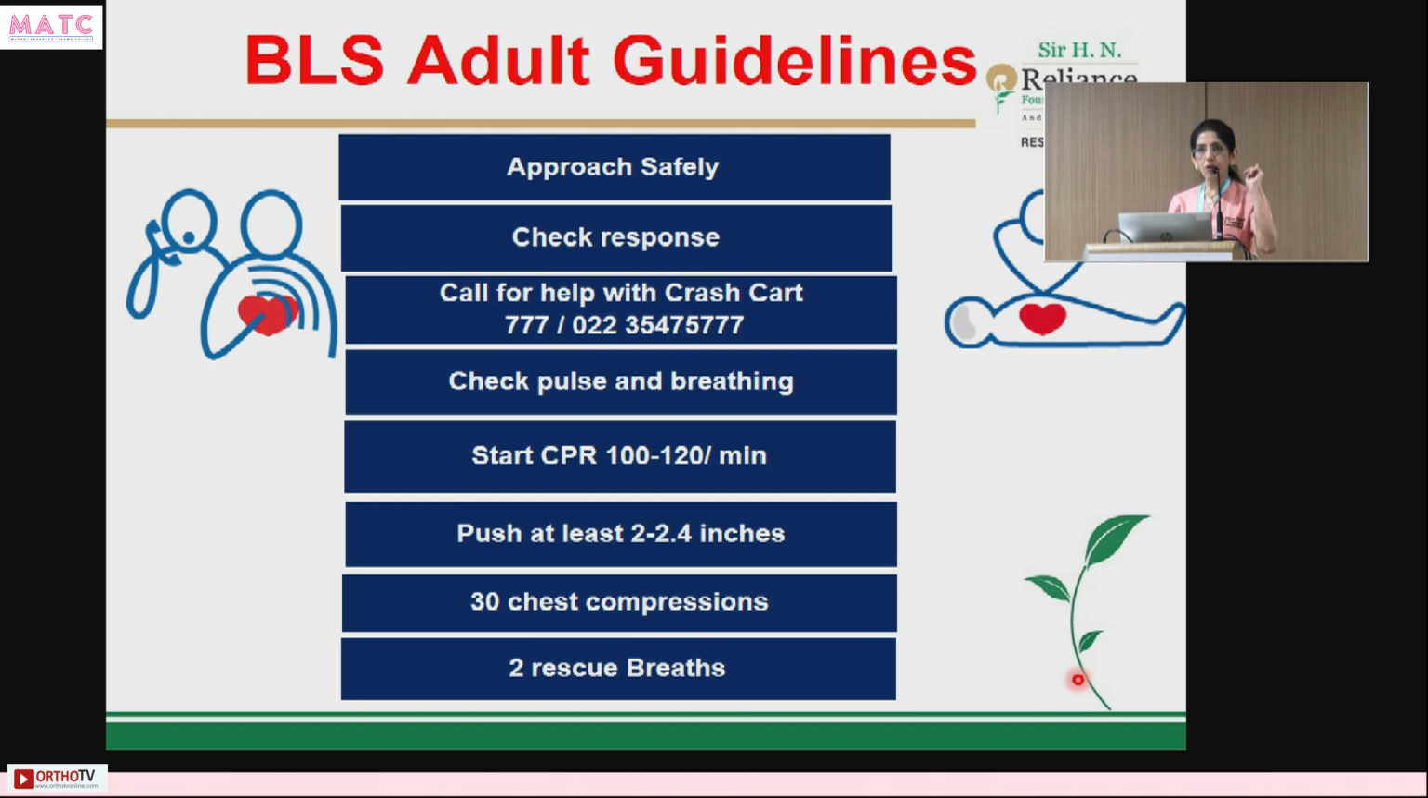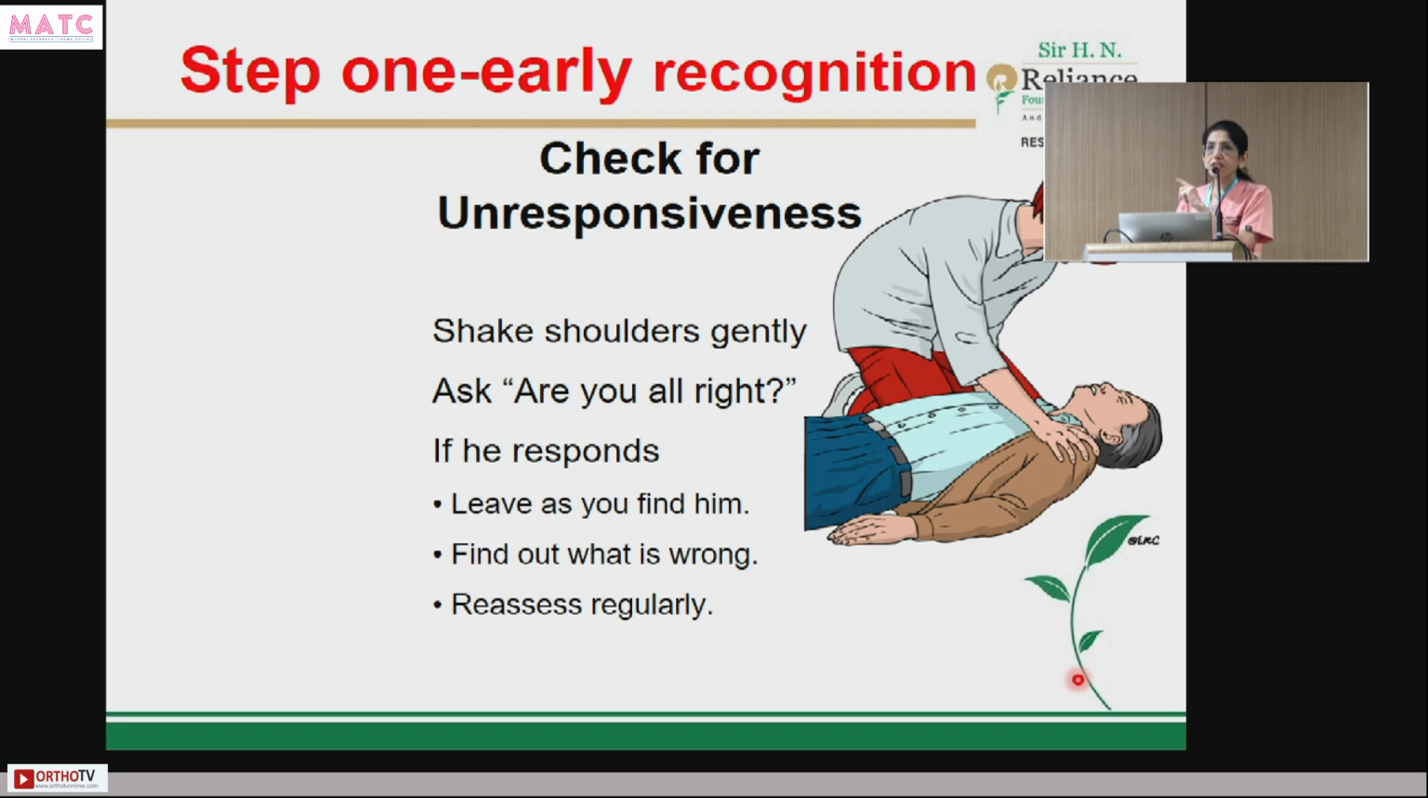Whenever there's a collapse or arrest, make sure that the scene is safe to resuscitate the patient. If the patient is in a fire or has drowned, get the patient out of that scenario to a safer place. So scene safety is the first and foremost important step. Get the patient out of that scenario, place him in a safer place, and then start with the steps of resuscitation. First is to recognize the arrest.